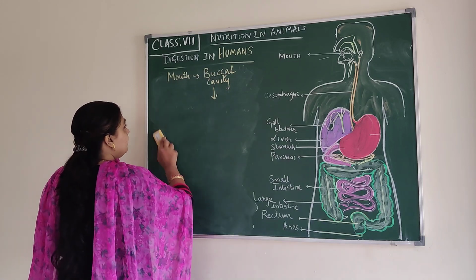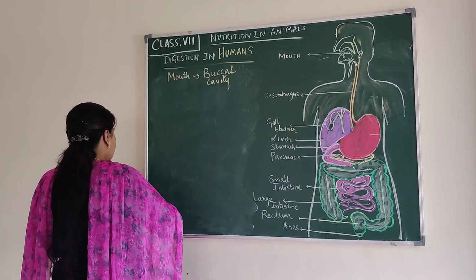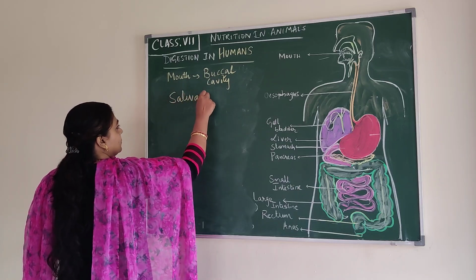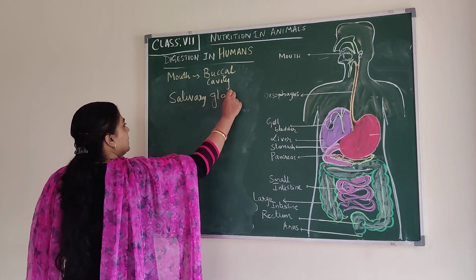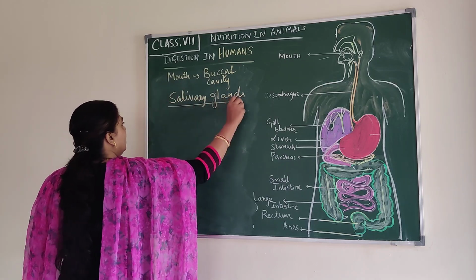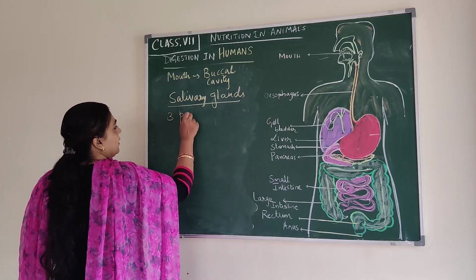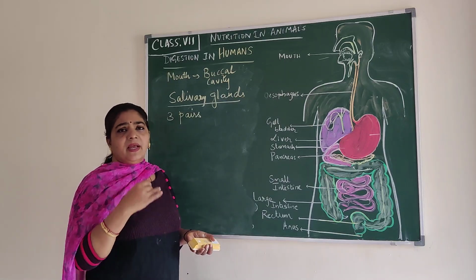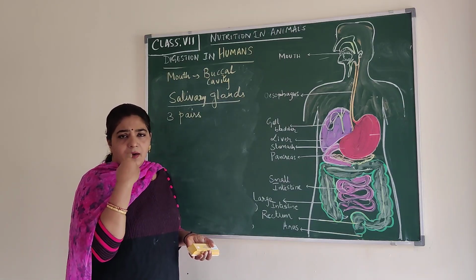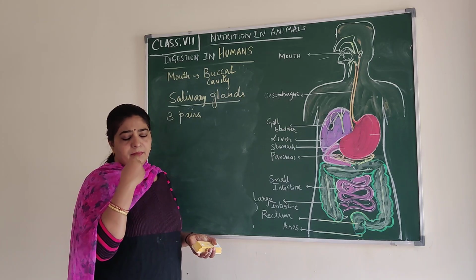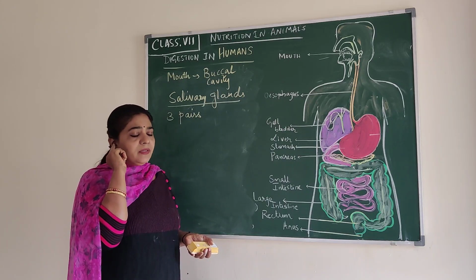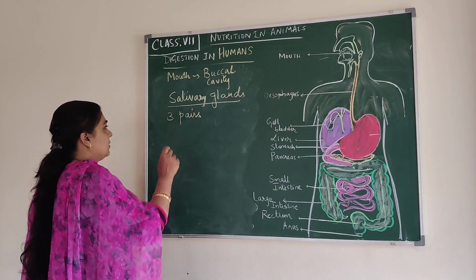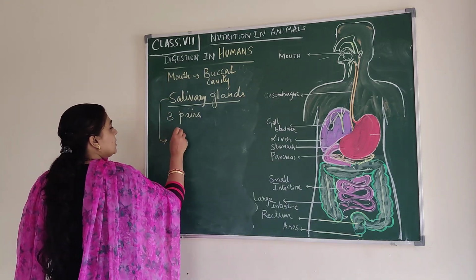Okay, so now what is the next one? The salivary glands. As I told you, there are 3 pairs of salivary glands present. Two are present on the floor of the mouth, and 1 is present right in front of our ear.